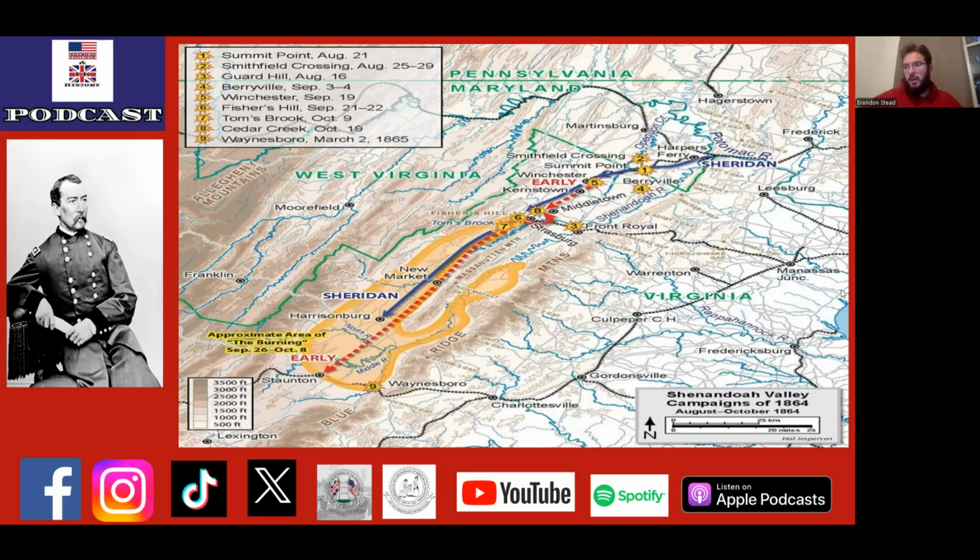So Sheridan's campaign starts with him going after Early at Summit Point, Smithfield Crossing, Gerrard's Hill, Berryville, until the Third Battle of Winchester, which resulted in a Union victory because Robert Rodes would be killed.